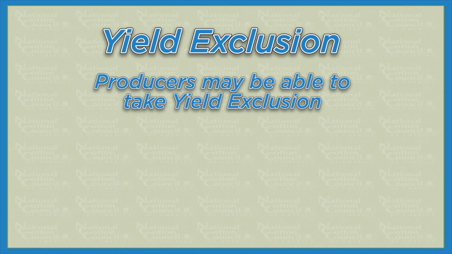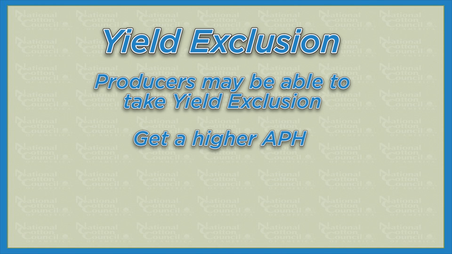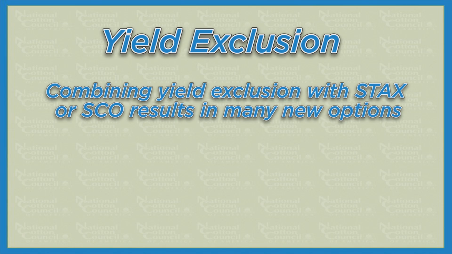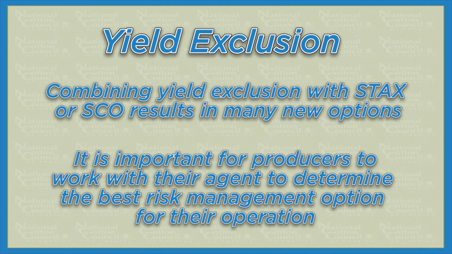Producers may be able to take yield exclusion, get a higher APH, and then lower the coverage level on their individual policy, which would lower the premium. In many cases, producers could do this and still have the same coverage level as before due to a higher APH yield. Combining yield exclusion with STAX or SCO results in many new options, and it is important for producers to work with their agent to determine the best risk management option for their operation.